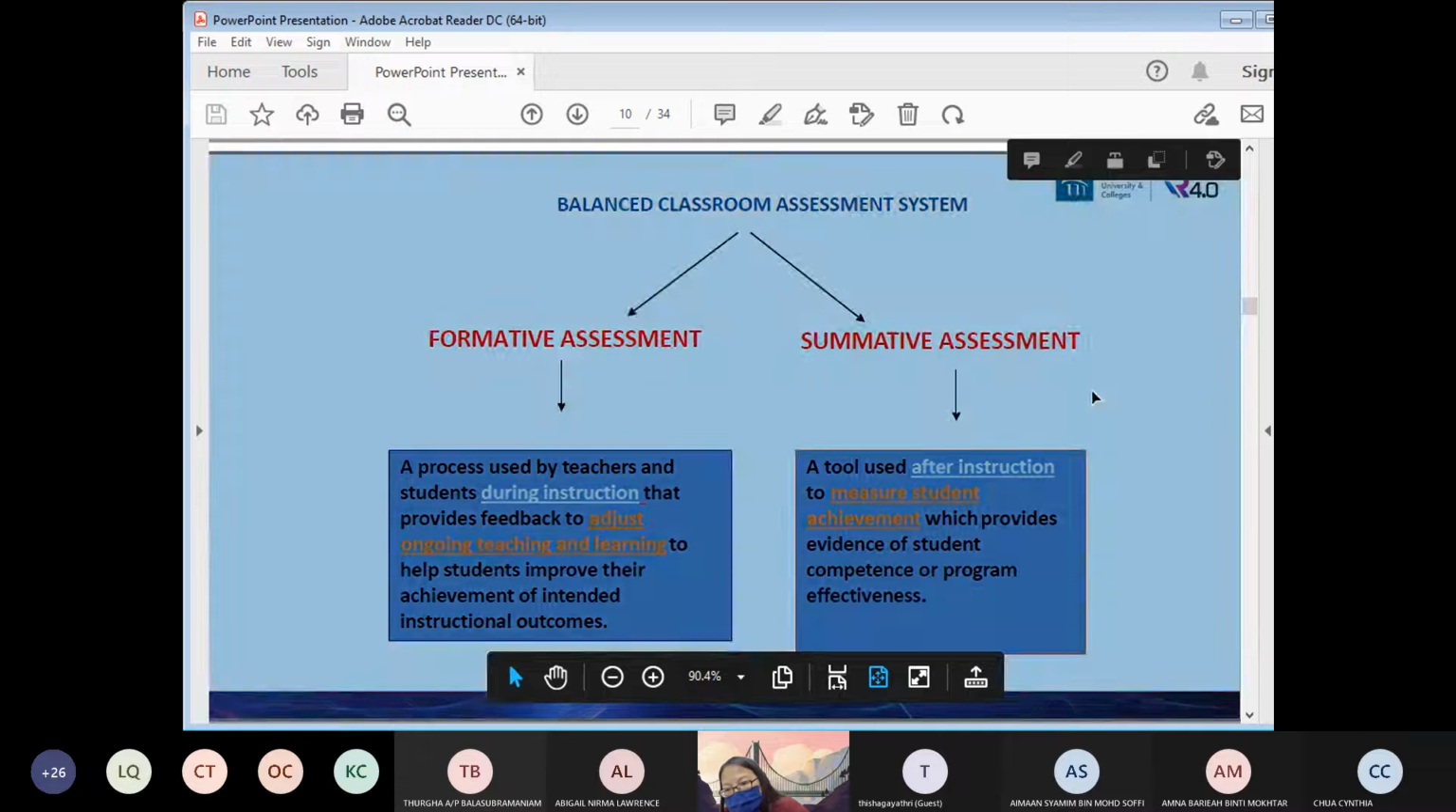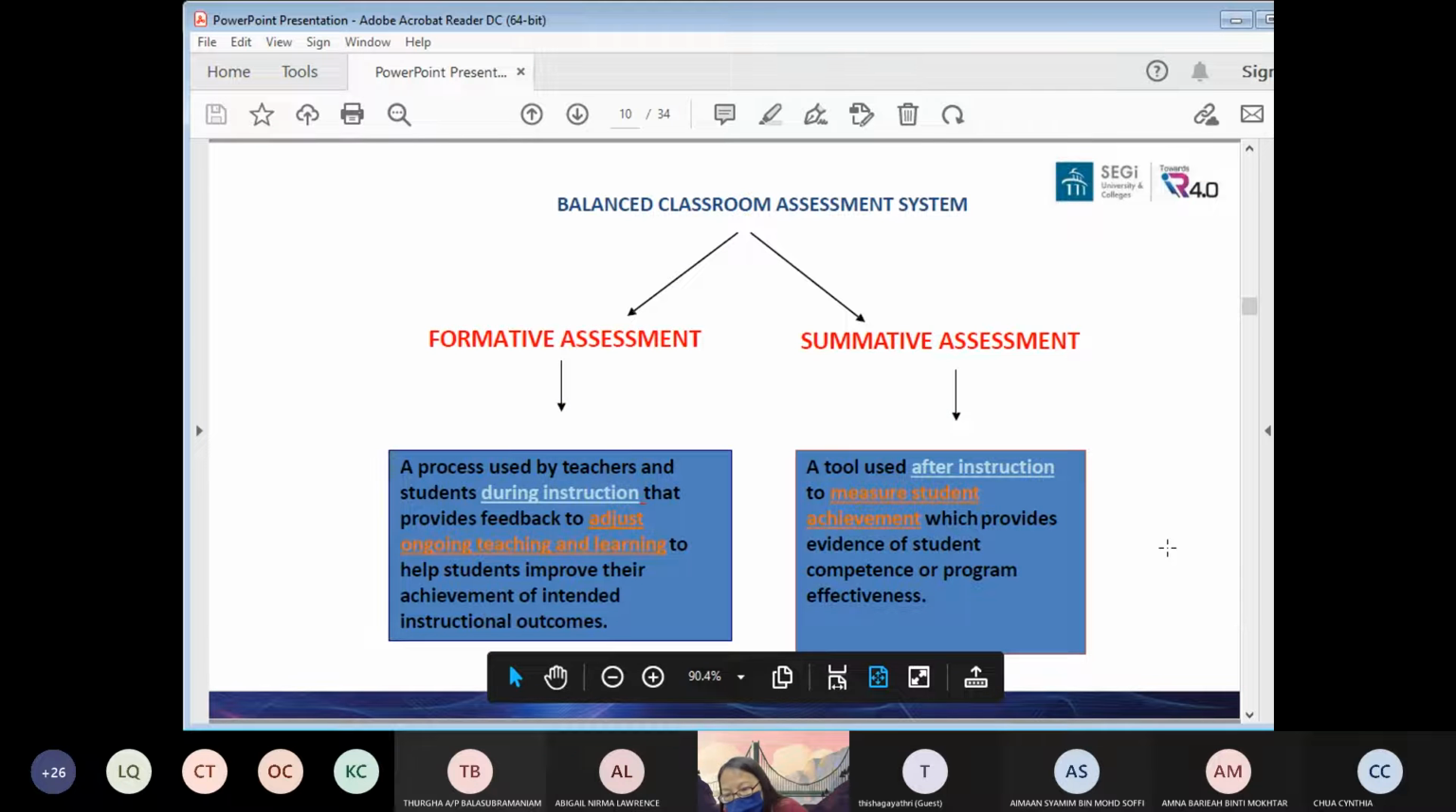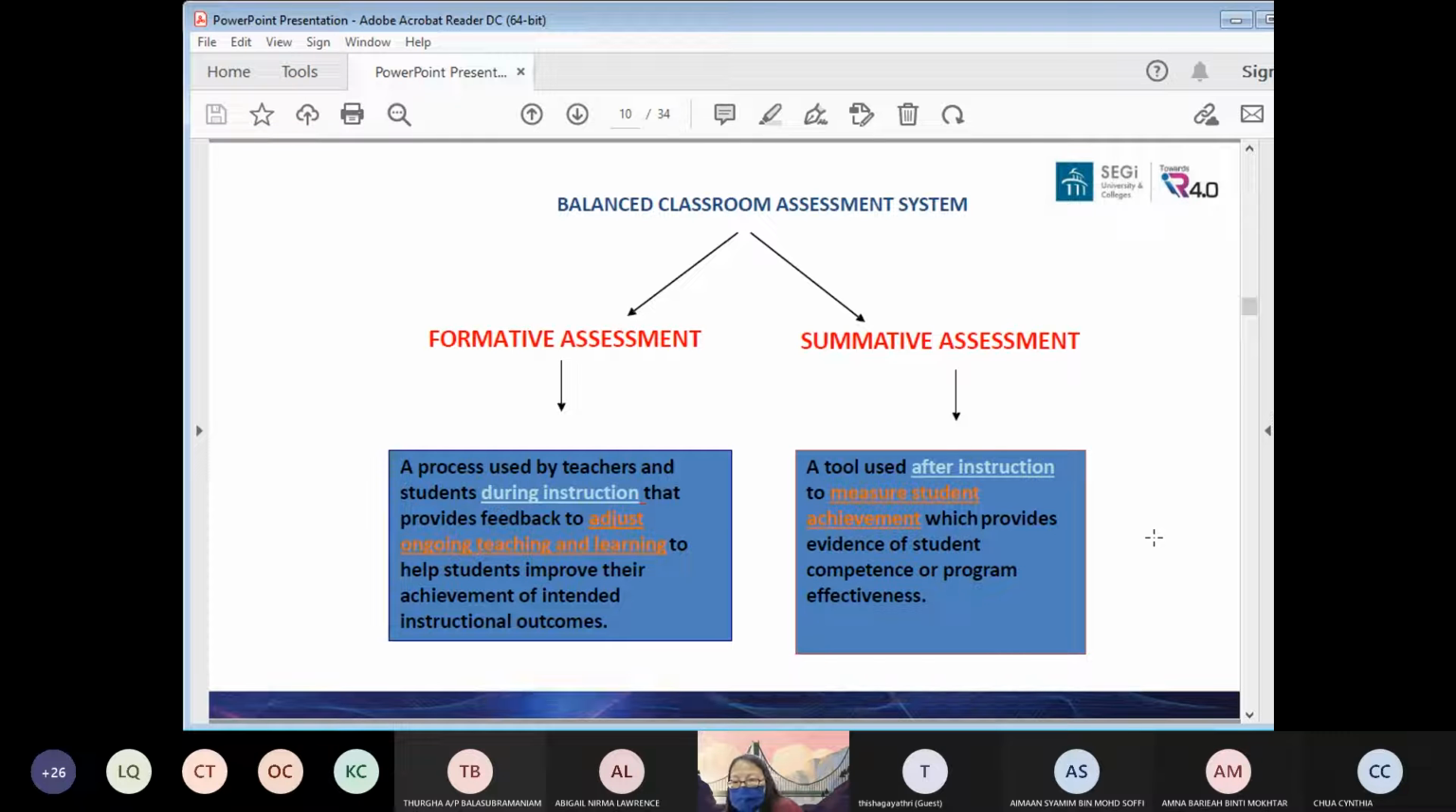Summative assessment. Now, what is summative assessment? Summative assessment is a tool after instruction, yeah, to measure student achievement. Also measuring student achievement, but it is a standardized one. All right, it's standardized and it's like a test. Okay, which provides evidence of student competence or program effectiveness. Yeah, how effective is your program, or how much the students understood the lecture or the lesson or whatever you have told them. So it's to measure student achievement.